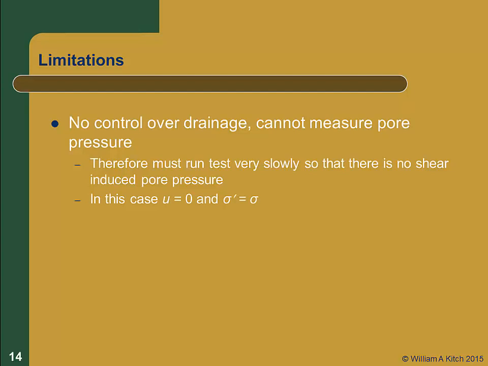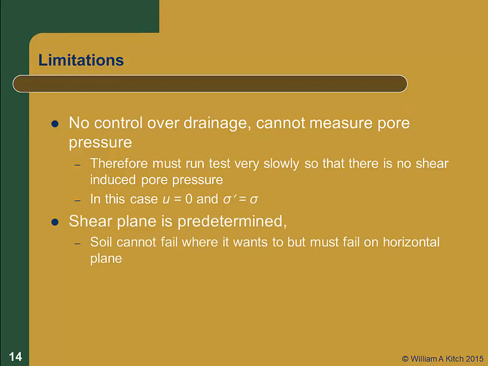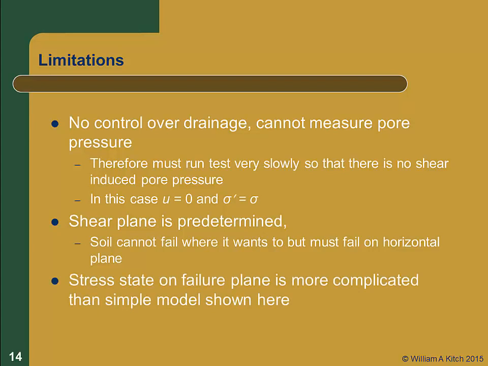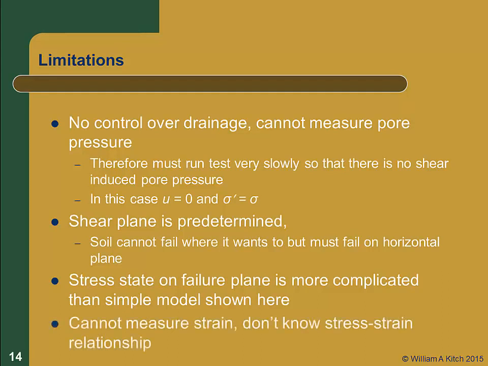In this case, there will be no excess pore pressures and the effective stress will be equal to the total stress. In this test, we force the soil to fail on a predetermined failure plane, which is always horizontal. This may or may not be the weakest plane in the soil. The actual stress state in the failure zone is much more complicated than the simple model we assume in our test. Finally, because the actual conditions in the shear zone are complex, we cannot determine the strains during the test. Therefore, while we can determine the soil strength, we cannot determine the stress-strain properties of the soil with this test.